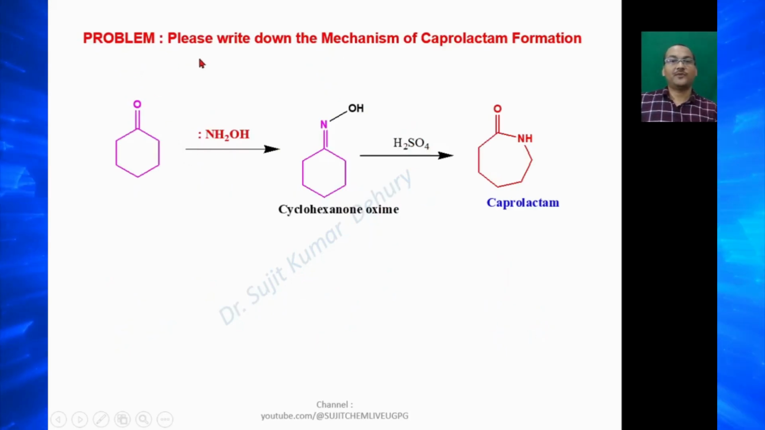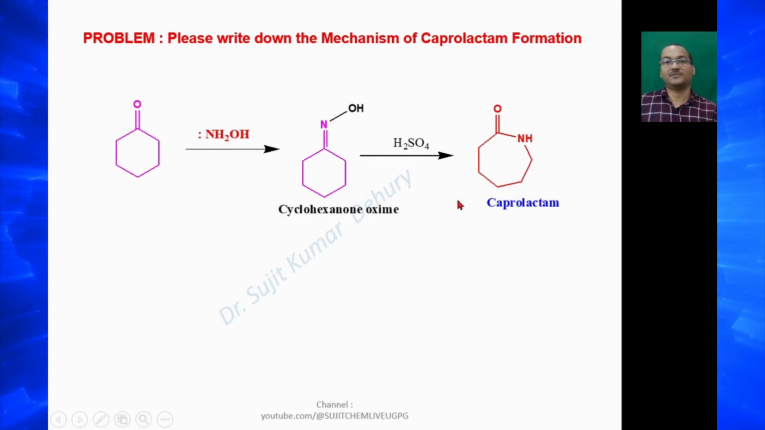So there is a problem for you guys. Please write down the mechanism for caprolactam formation. If you start with cyclohexanone, react with hydroxylamine, you get cyclohexanone oxime. And in presence of H plus, you get caprolactam. So please write down the mechanism for this one.